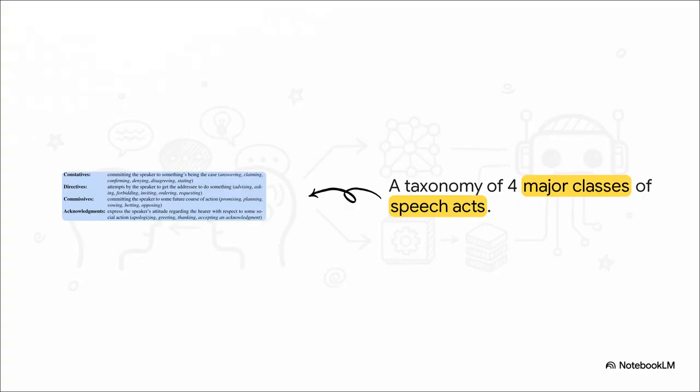Experts break these down into 4 major classes. First, we have assertives. That's when you state a fact or make a claim, like saying, I need to travel in May. Then you have directives. This is where you try to get the listener to do something, maybe asking a question or giving an order. Third are commissives, where you commit to a future action, like making a promise. And finally, acknowledgments, like apologizing, greeting, or saying thanks. So, when a travel agent asks, what day in May, they aren't just making a sound. They're issuing a directive. They're practically commanding you to answer.